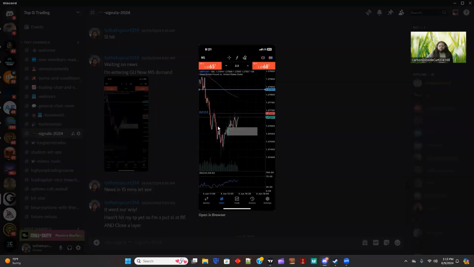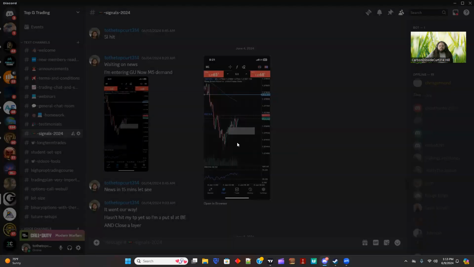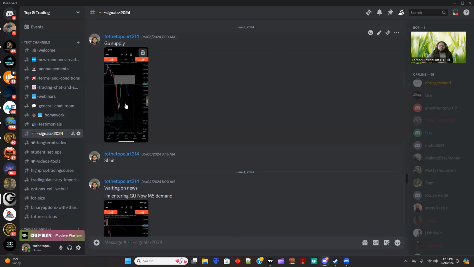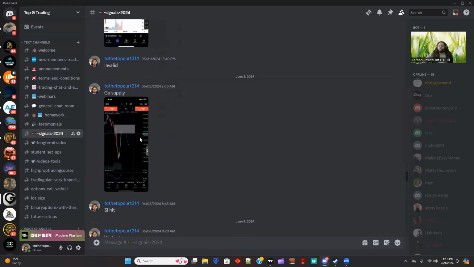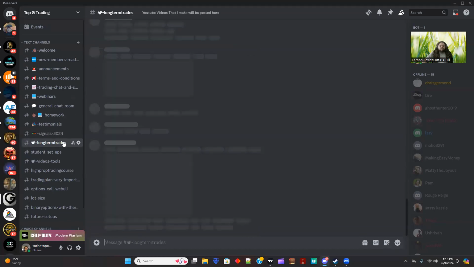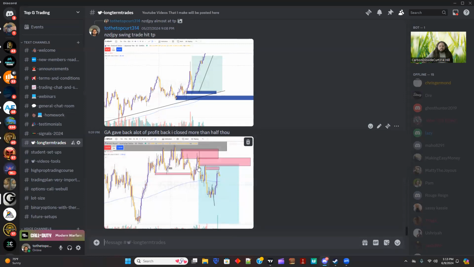Then this was before news. This ended up wicking up there and then hitting TP and flying. So we had this GU supply hit stop loss. This NAS demand never went down there. It became invalid. You know what I'm saying? We're winning trades. Even my long-term trades, if you're not paying attention, we caught this sell all the way down there.